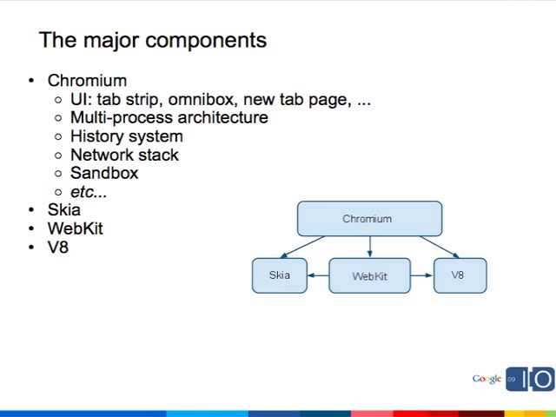So Chromium itself, the code base, includes all the other stuff that's not WebKit, not V8, not Skia, and other libraries that we incorporate, but it includes things like the UI, the tab strip, and the Omnibox. These are all native UI elements. We chose to go with a native UI for Chrome because we really want to make sure that we could get all of the look and feel just right.